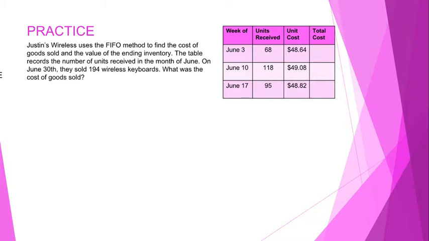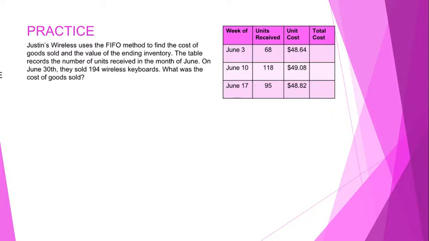The table records the number of units received in the month of June. On June 30th, they sold 232 wireless keyboards. What was the cost of goods sold? So we're going to go ahead and create a cost of goods table. Now we're going to start at the end of the month. So we sell the newest ones first.